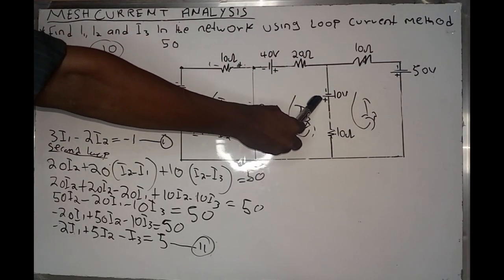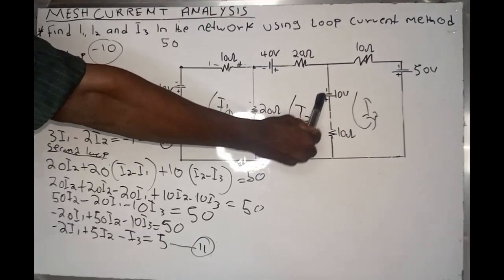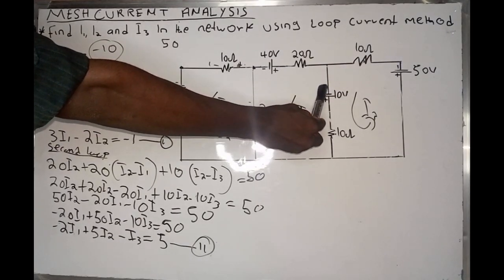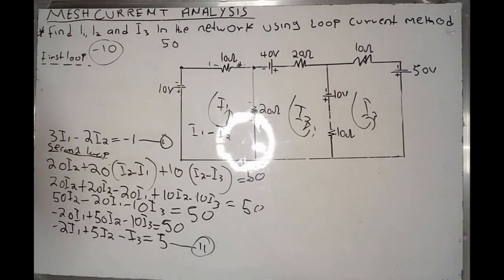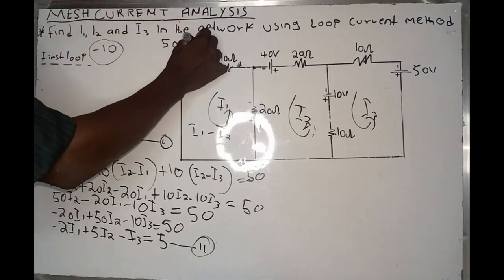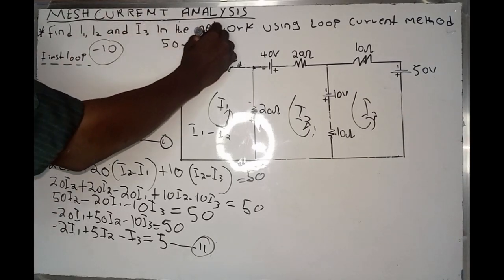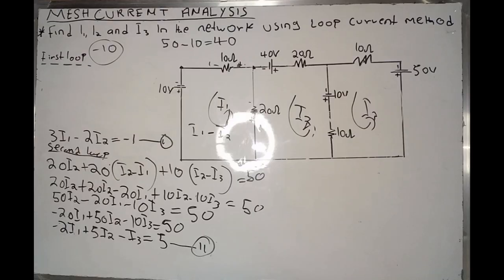To the 10 voltage, from the positive terminal to the negative terminal. So therefore we end up with a negative sign, so we have minus 10. I hope you get it. So therefore we have 40.